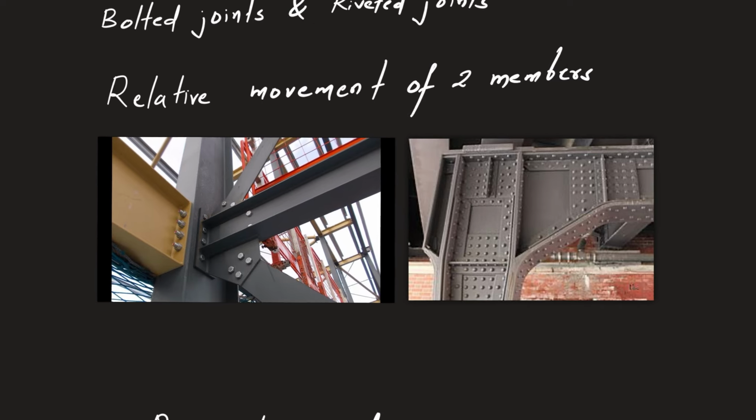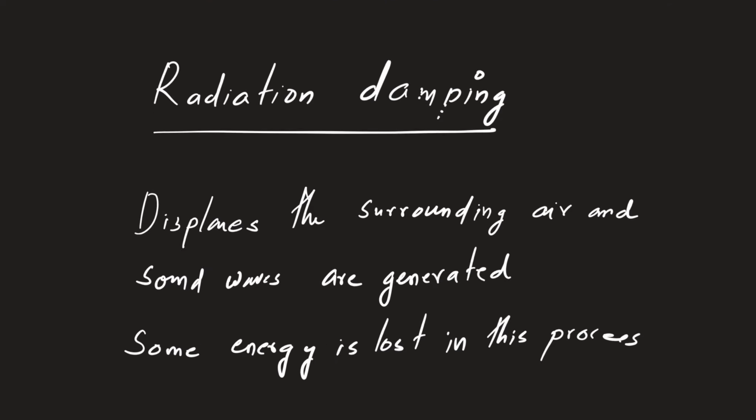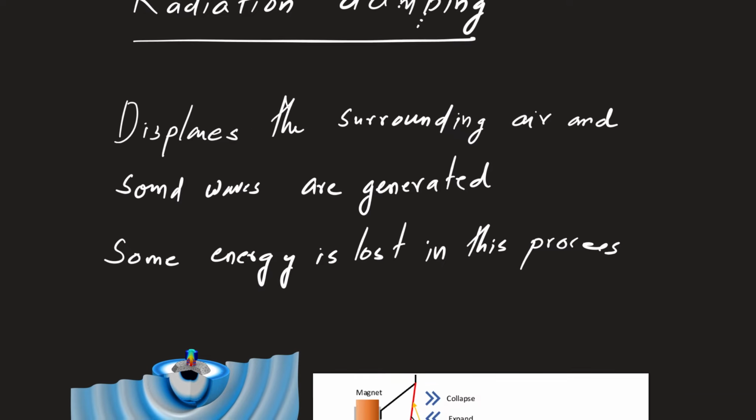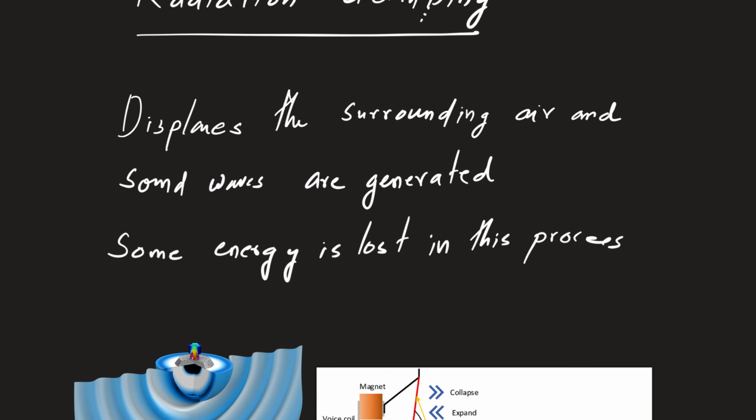Now moving ahead, let's go ahead and see the third type of damping. It's relatively simple only. So assume that we have a structure vibrating here. So it displaces the surrounding air also, and consequently it will generate sound waves.